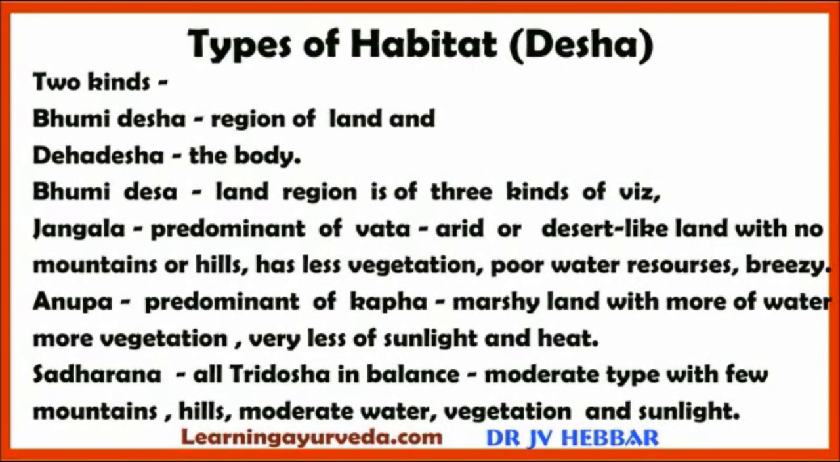Next, Anupadesha, which is predominated by Kapha, a marshy land with more water, more vegetation, and very little sunlight and heat. Next, Sadharana Desha, which has all the Tridoshas in balance, a moderate type with few mountains and hills, and moderate water, vegetation and sunlight.